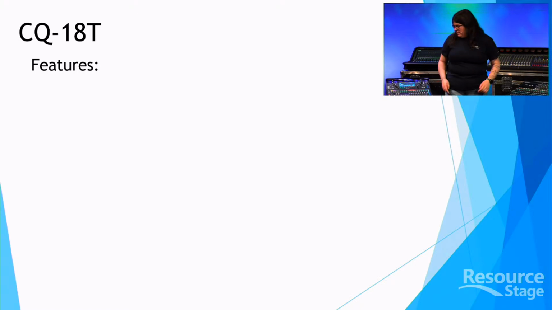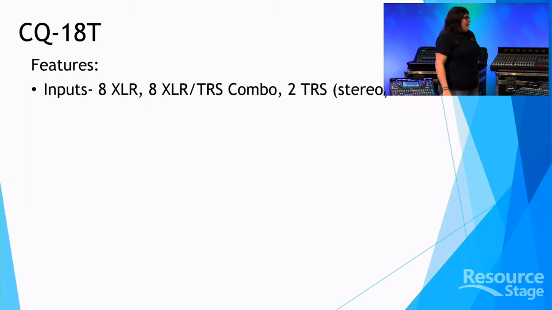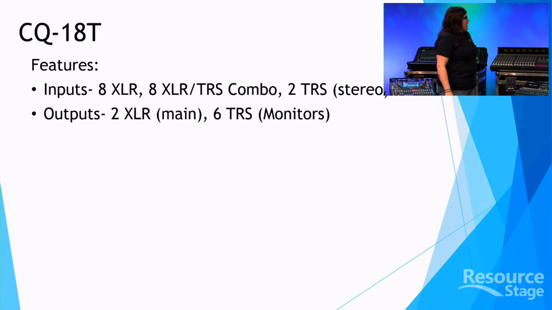So specifically, this guy here, the 18T. We have 8 XLR and then 8 combo, and then 2 TRS that are a stereo pair. We have 2 XLRs and then 6 TRS for the outputs, which is a little uncommon, but depending on application, that could be great. If you're doing stage monitor mixing, that type of thing, you go straight TRS to do monitors. Depending on the gear you have, that could be exactly what you need.